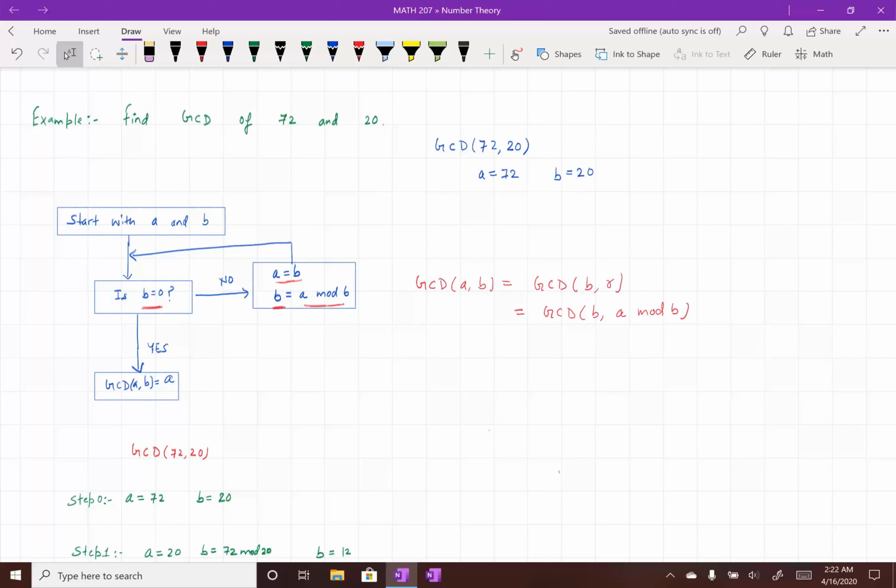If B is not equal to 0, then you go through this loop recursively until B becomes equal to 0. And once B becomes equal to 0, then the GCD of this problem is equal to A. So here you have used the idea that the GCD of A and B is equal to the GCD of B comma R, where the remainder R is your A mod B.